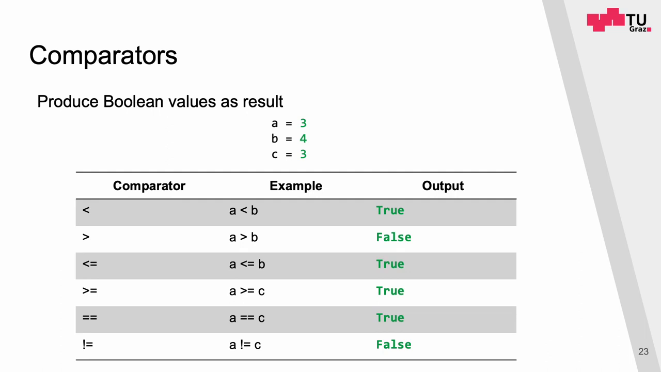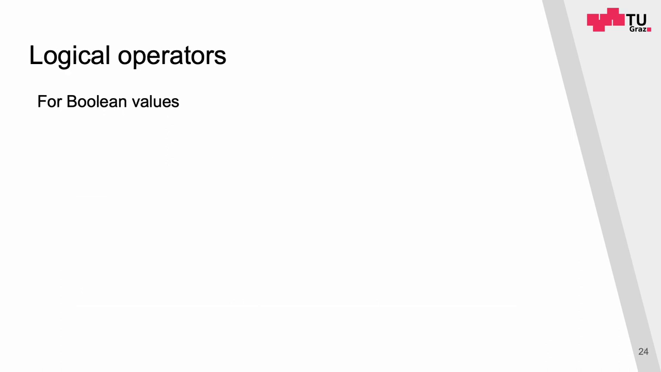So for example, as in the fifth row, we check if the values of those variables are the same. And in the last row, we have, for example, A is not equal to C, and the result is false because both values are the same. So this exclamation sign means not equal to. So we check if the values are not equal. So using comparators, we can produce Boolean values in Python.